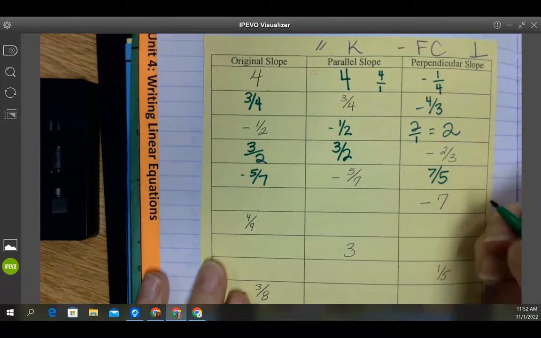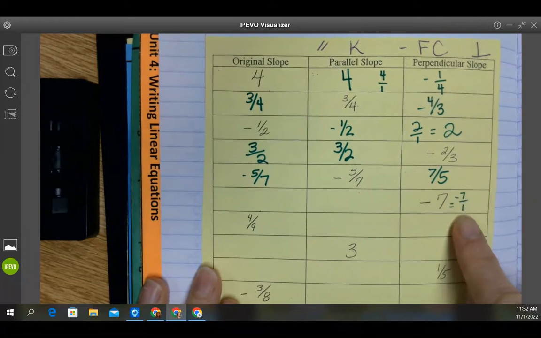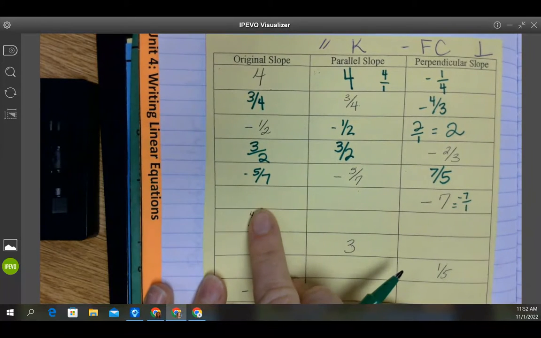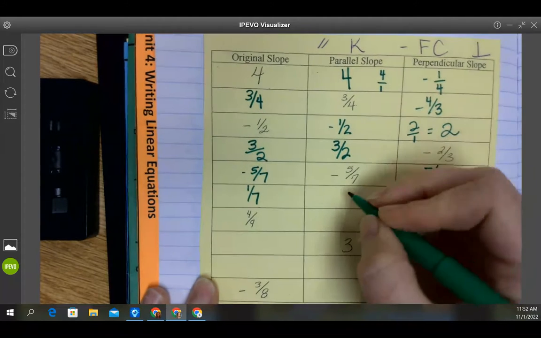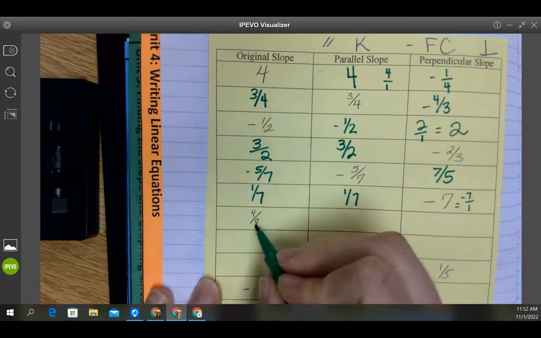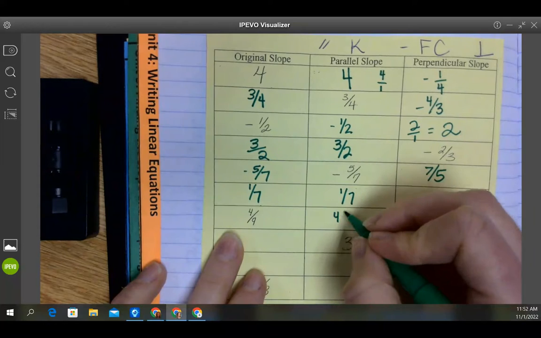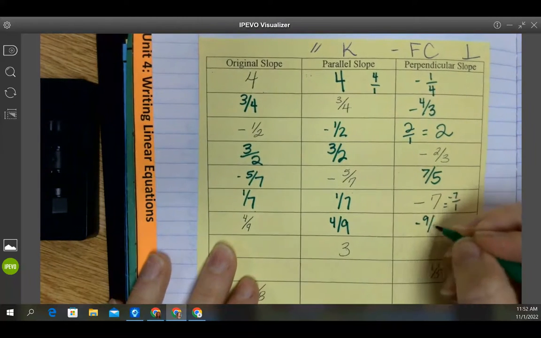Okay, so let's go ahead and see how you did. So this would be like saying negative 7 over 1. So if I need to find my original, I'd flip it and change it. It'd be 1 over 7. So then the parallel would also be 1 over 7. 4/9 is my original. My parallel would also be 4/9. My perpendicular would be negative 9 over 4. Flip change.